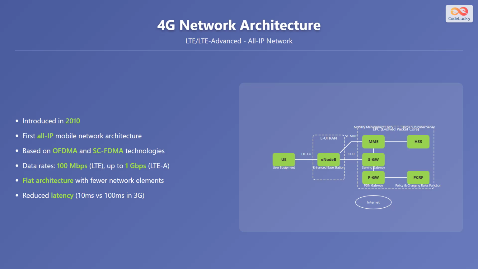Data rate started at 100 megabits per second with LTE, and increased to up to 1 gigabit per second with LTE Advanced. It features a flat architecture with fewer network elements. It has reduced latency, achieving 10 milliseconds compared to 100 milliseconds in 3G. The architecture includes user equipment, enhanced Node B, mobility management entity, serving gateway, PDN gateway, home subscriber server, and policy and charging rules function.